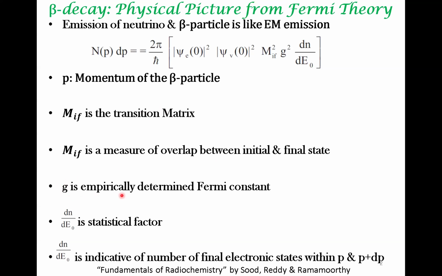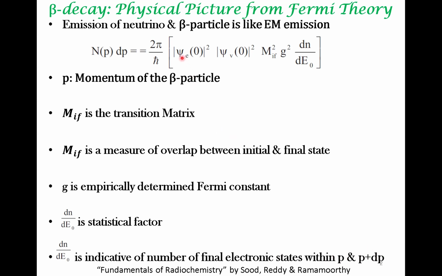G is an empirically determined Fermi constant. It is correlated with the atomic number of the nucleus and so on. This is an important factor which we'll elaborate in the next few slides. This is indicative of the electronic states between P and P plus dP.